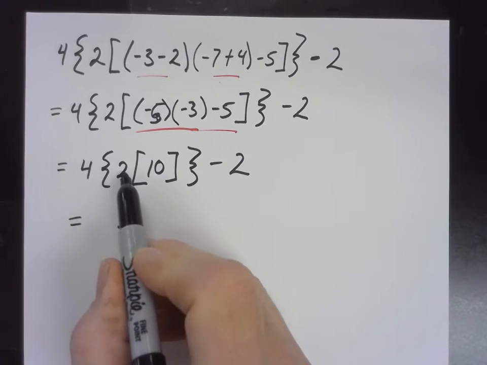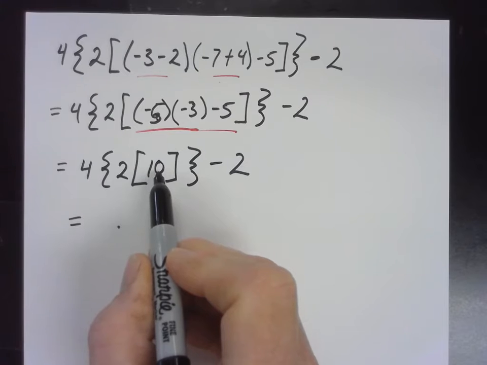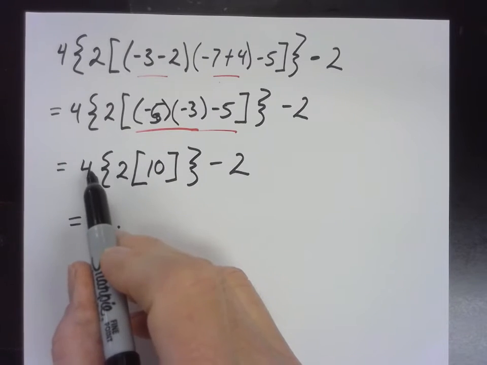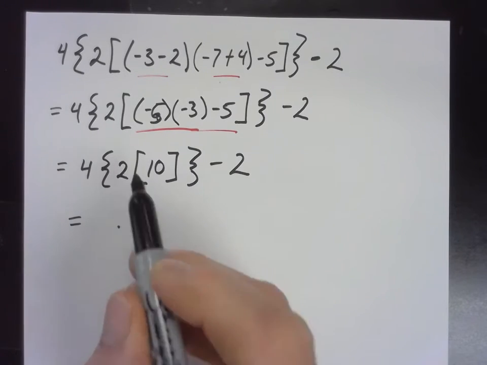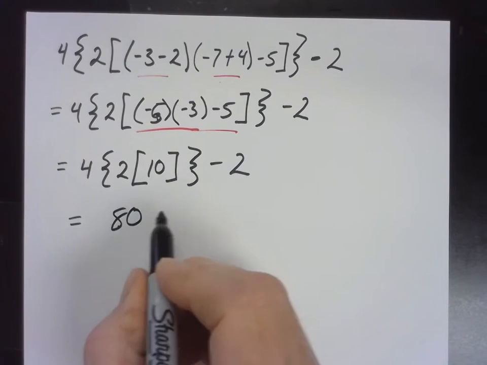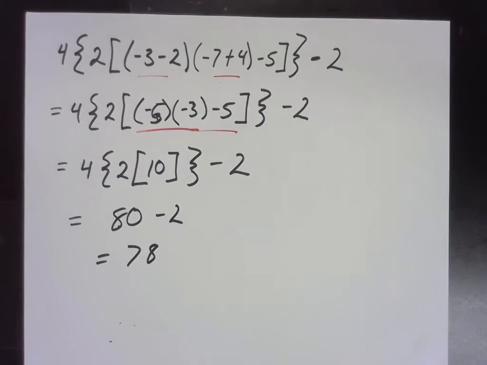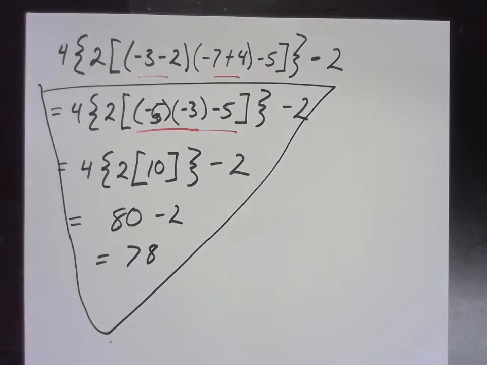4 times 2? 8 times 10? 10 times 2? Times 4? 4 times 10? Times 2? Does it matter what order we multiply in? Doesn't matter. So we have 80 subtract 2, and then that turns out to be 78. Okay? And this is what I expect to see on your paper.